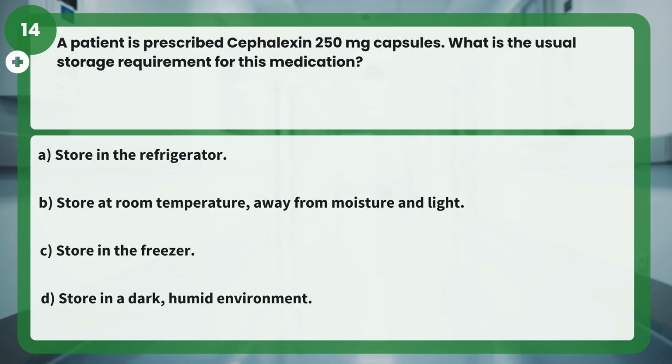Question 14. A patient is prescribed cephalexin 250 mg capsules. What is the usual storage requirement for this medication? A. Store in the refrigerator. B. Store at room temperature, away from moisture and light. C. Store in the freezer. D. Store in a dark, humid environment.